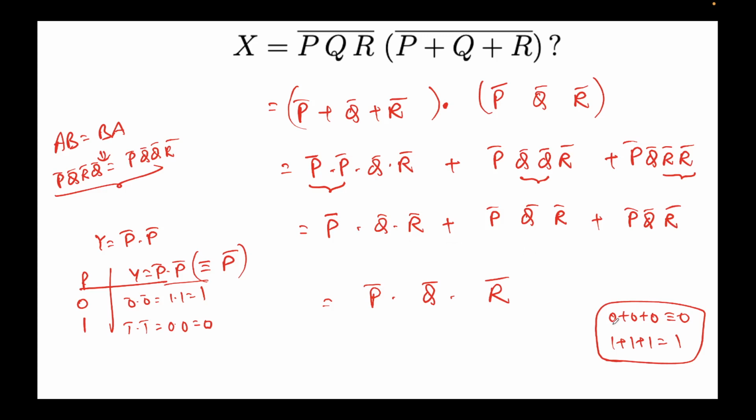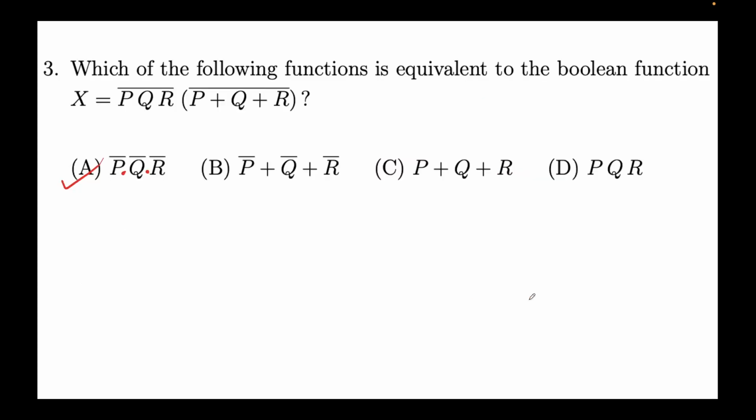and we saw that if you add 3 times 0, it's nothing but 0. If you add 3 times 1, it's nothing but 1 in Boolean algebra. Hence we can drop the 3 term, and the final expression comes out to be p bar dot q bar dot r bar, which is the option A that we see over here.